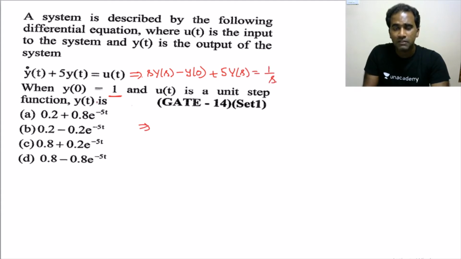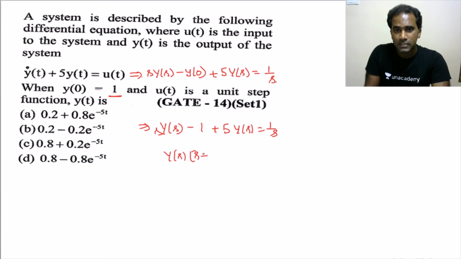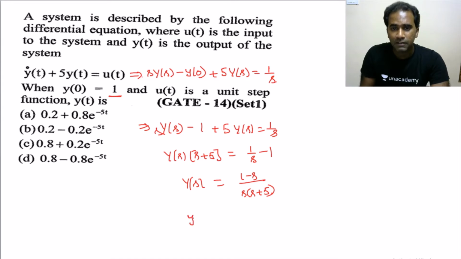Now they're asking us to find y of t, which means you have to find the inverse Laplace transform of capital Y of s. So Y of s, if you take common, s into Y of s minus y of 0 is 1, plus 5 into Y of s is equal to 1 by s. So Y of s times (s plus 5) is equal to 1 by s minus 1. So Y of s is equal to (1 minus s) divided by s into (s plus 5). I'll be back in a minute. You can find y of t in the meantime.